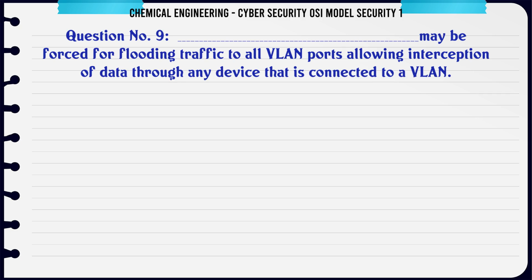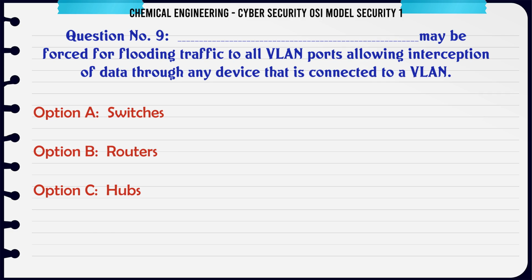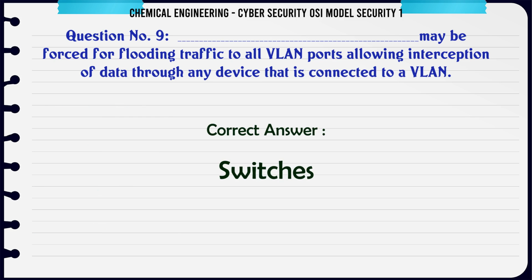These may be forced into flooding traffic to all VLAN ports, allowing interception of data through any device that is connected to a VLAN. A. Switches. B. Routers. C. Hubs. D. Repeaters. The correct answer is switches.